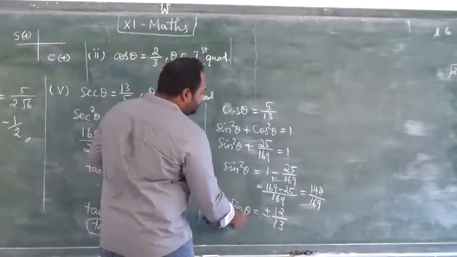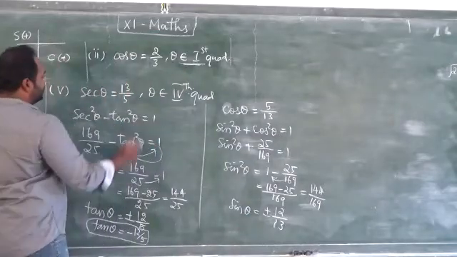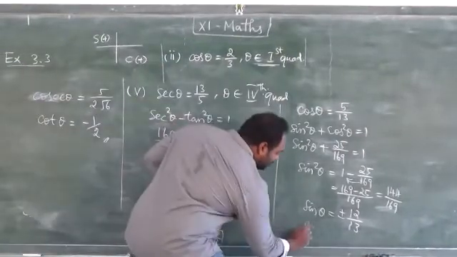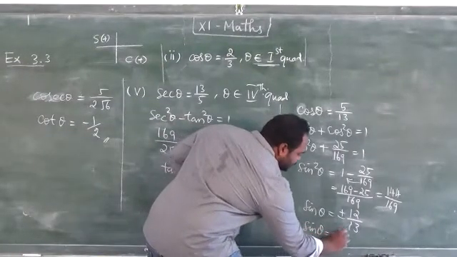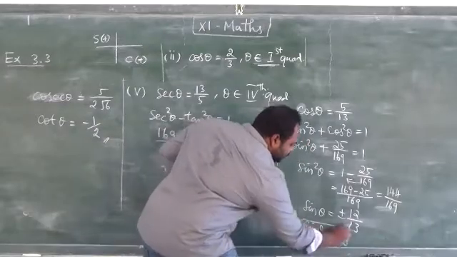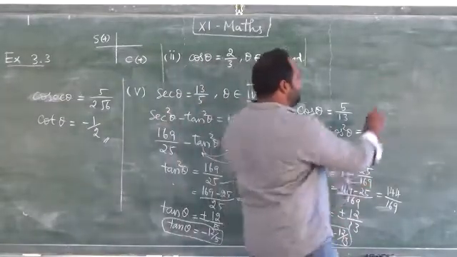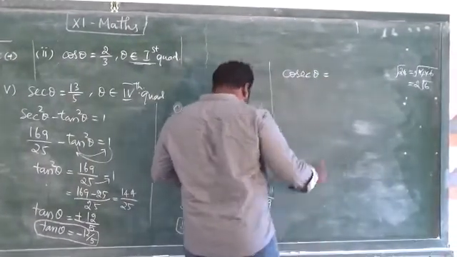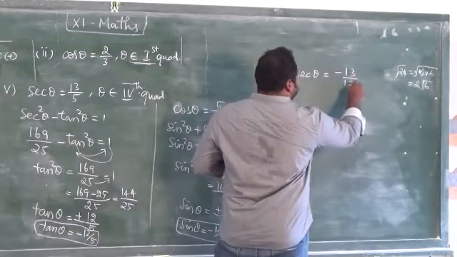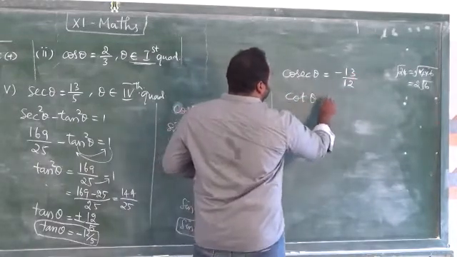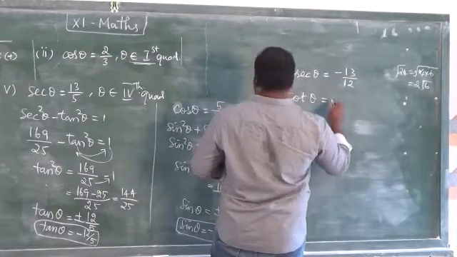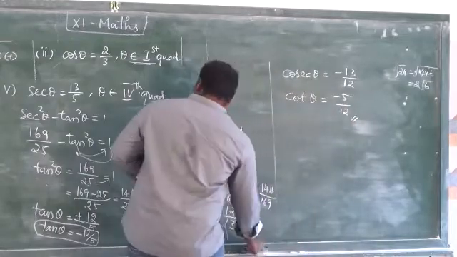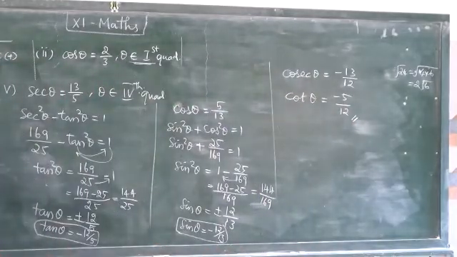Here we have to check the sign. It is in the fourth quadrant. In the fourth quadrant only cos is positive, sin is negative. So I am going to take sin theta equal to minus 12 by 13. After finding the sin value, we can go for cosecant. So the reciprocal, minus 13 by 12. Next, the cot theta value: tan we found as minus 12 by 5, so it is minus 5 by 12. These are the values for subdivision 5.